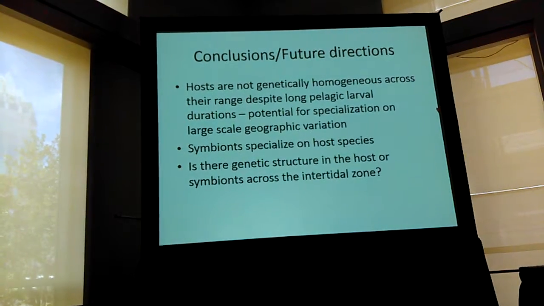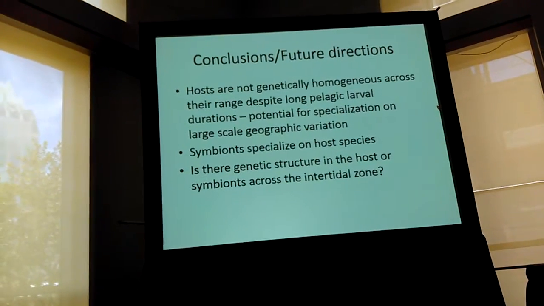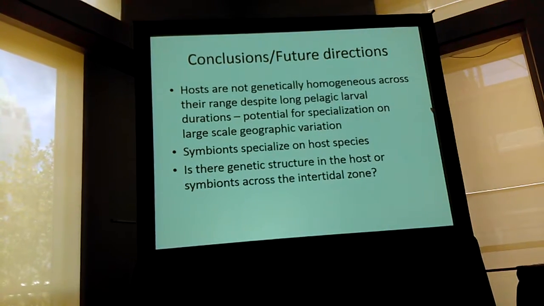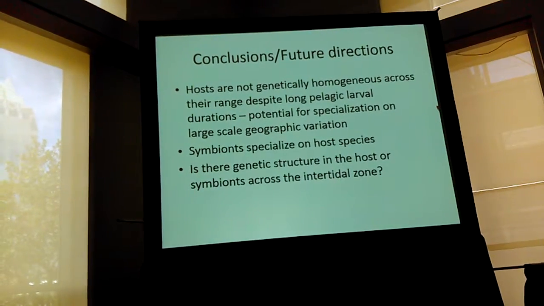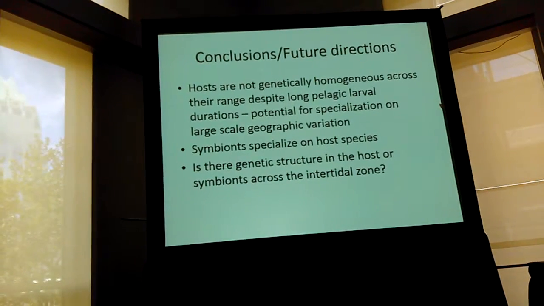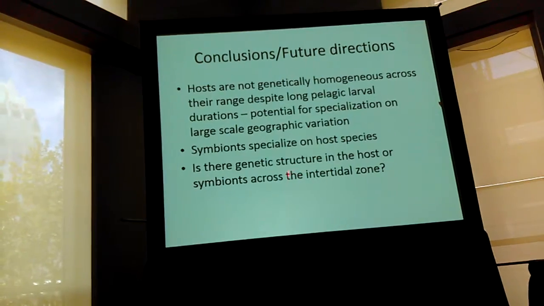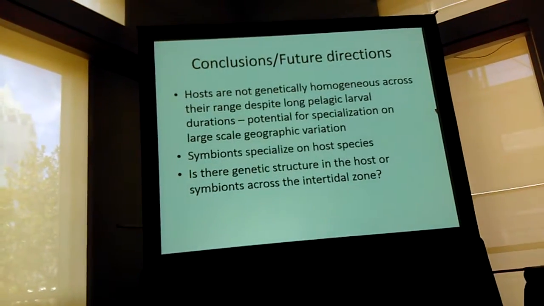And then the next steps and things that I'm currently working on are looking for more fine-scale genetic structure within the intertidal zone. So if you're, say, high in the intertidal zone versus low in the intertidal zone, can we partition the symbionts across that environmental gradient over very small spatial scales? Can we partition the hosts over small spatial scales as well? That's stuff that I'm working on that I look forward to presenting to you in the future.